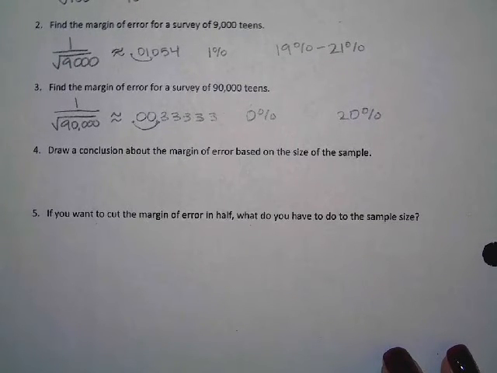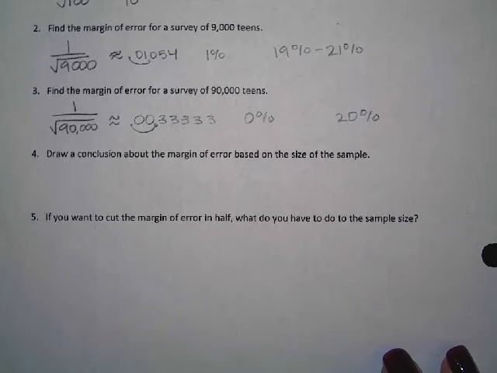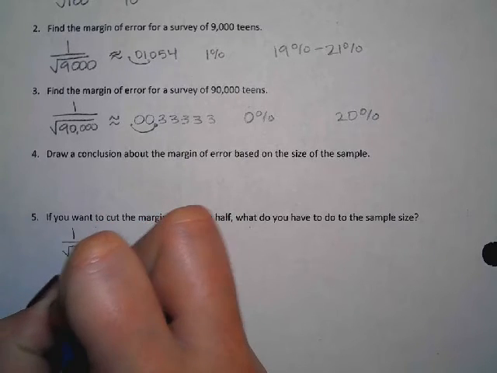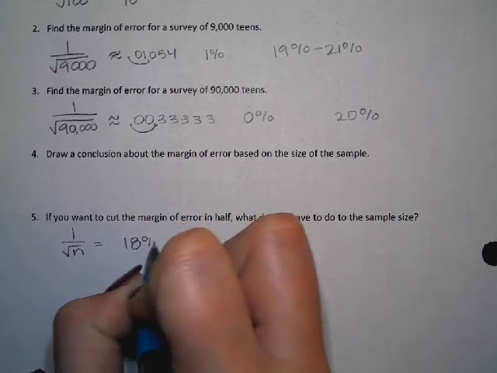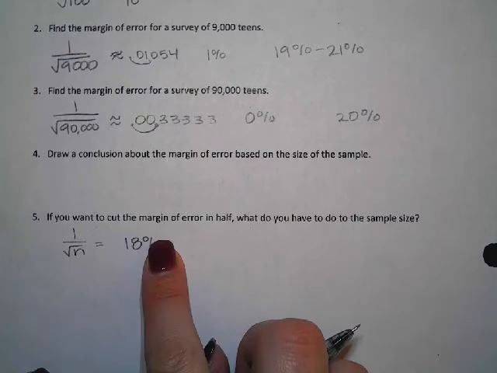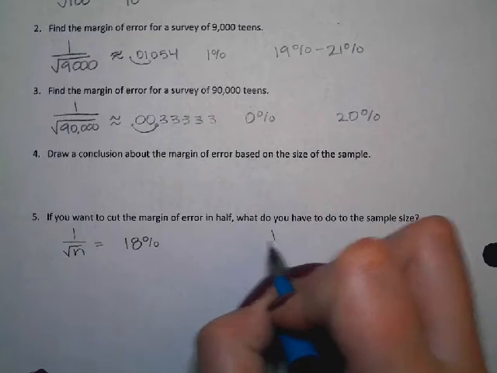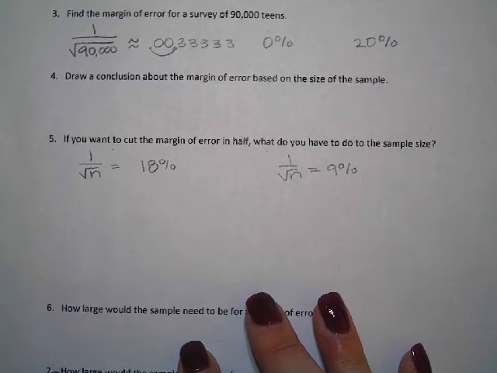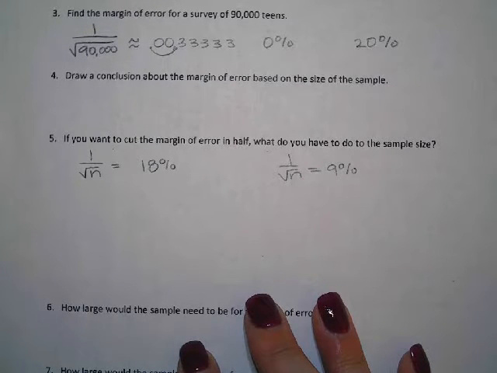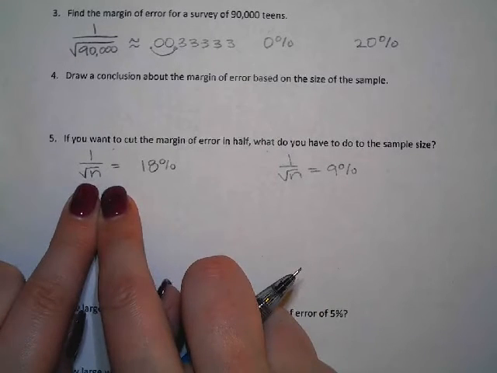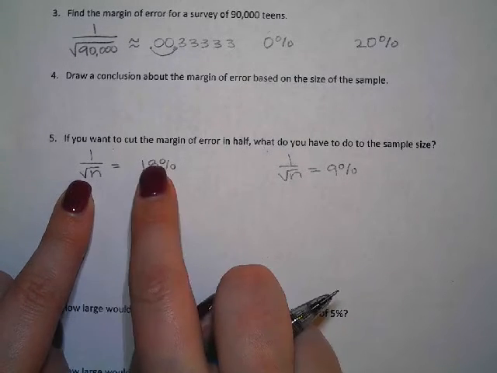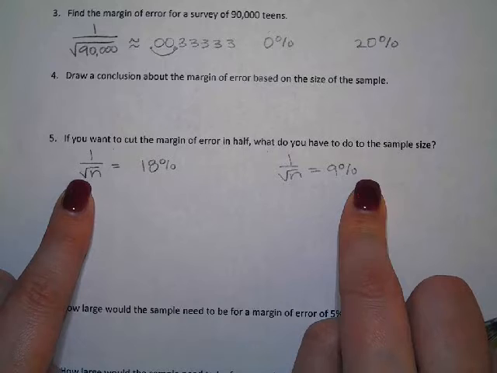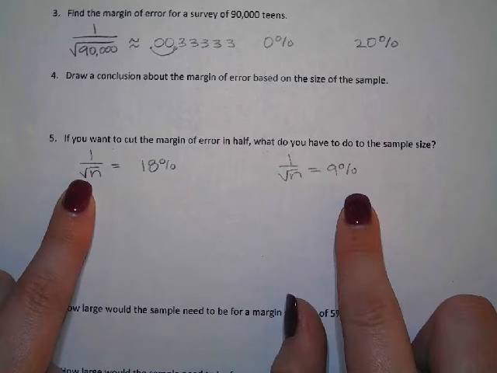Okay, someone give me a percentage that's an even number. 18. Okay, so we're going to say 1 over square root n equals 18%. If you want to cut the margin of error in half, we're going to say 1 over square root n equals 9%. So if we want to cut the margin of error in half, what do we have to do to the sample size? We're going to figure out what sample size gave us 18%, and then what sample size would give us 9%, and see how much bigger the sample size has to be to cut it in half.